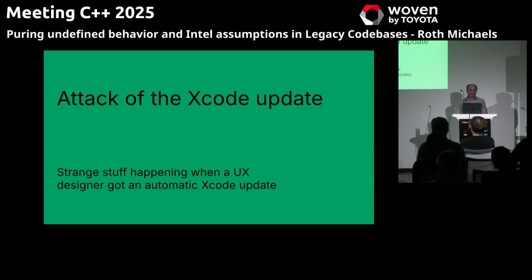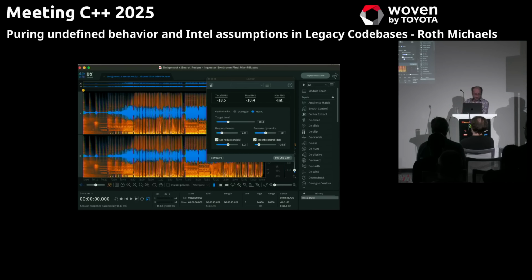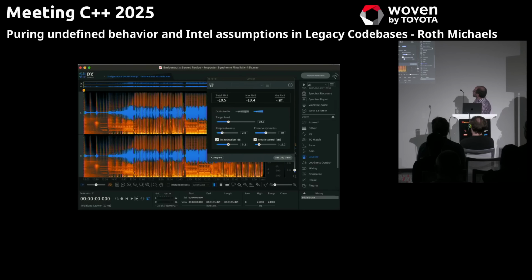So this first one was a really fun one, the attack of the Xcode update. We had some strange stuff happening in our UI and UX design when a UX designer did an automatic update to Xcode through the App Store, and we were not using that version of Xcode yet. This is RX, our post-production audio editing software. It's actually used for post-production and music, but it's used a lot in film and television. This is what the UI is supposed to look like, and when we updated Xcode, it started looking like this.